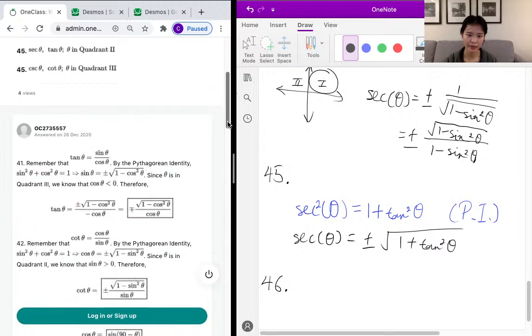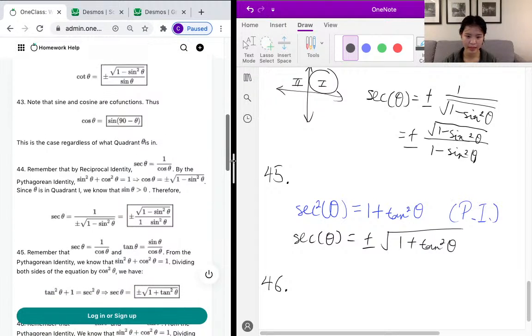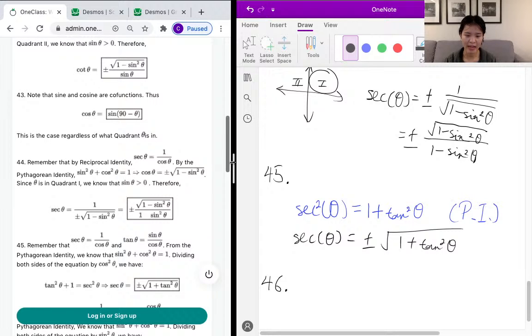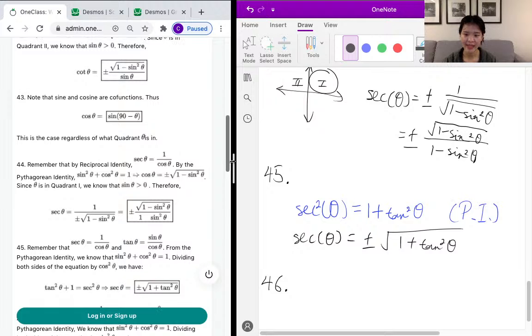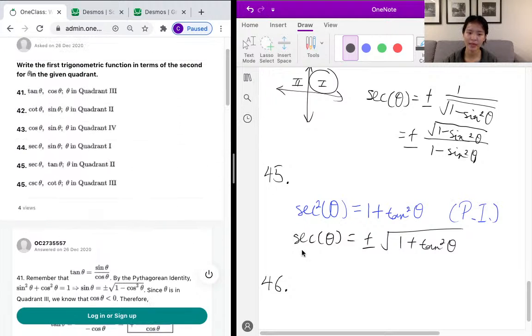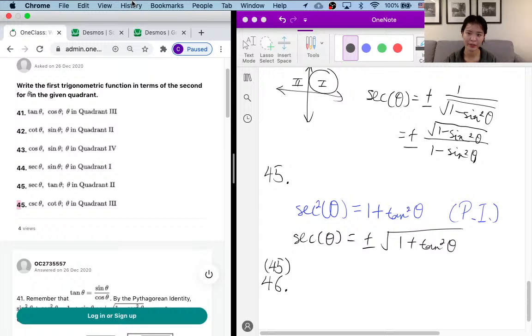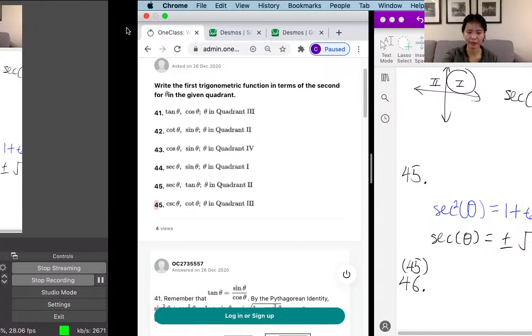Let's check the sample solutions to see how they did the problem. Yes, the same way as us, except they actually derived the Pythagorean identity from the other Pythagorean identity, but that is alright. This question number is, I'm pretty sure, supposed to be 46 based on logic, but I guess 45 is okay. It should be problem number 46, instead of problem number 45.